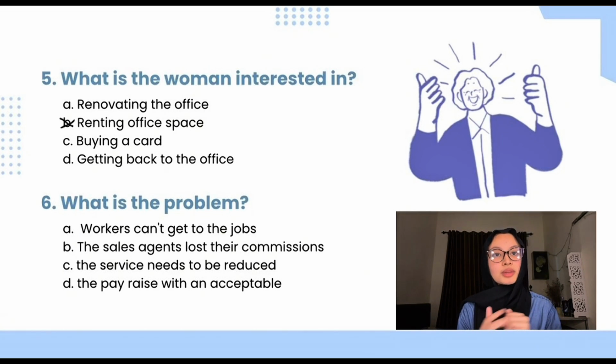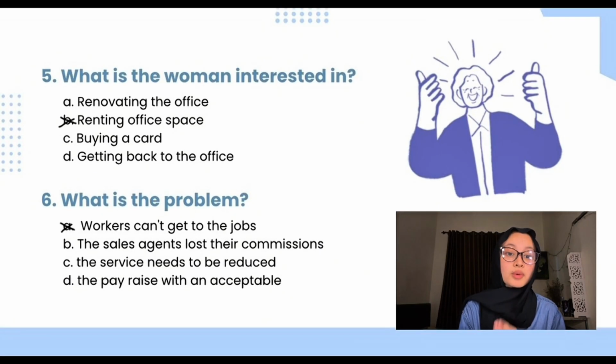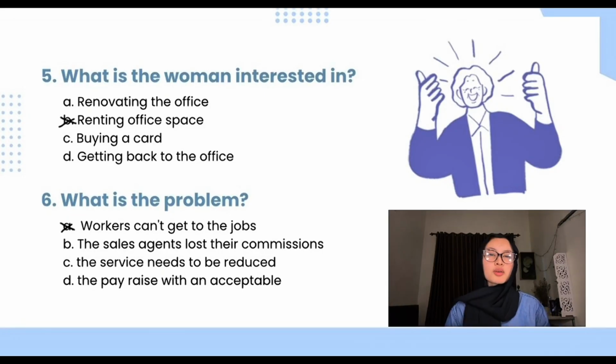So B, C, D, we can cross all of those out, and the closest thing that you can answer is A, workers can't get to the jobs. And that will be our answer. Now I know this is a lot to do in a short time, but I'm sure with a bit of practice you can do this just fine.